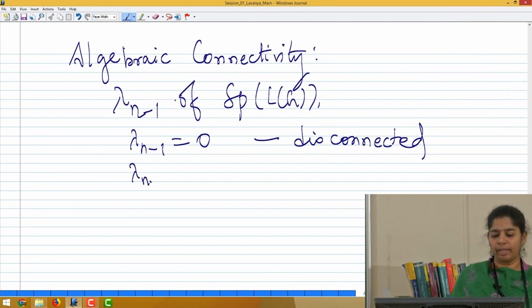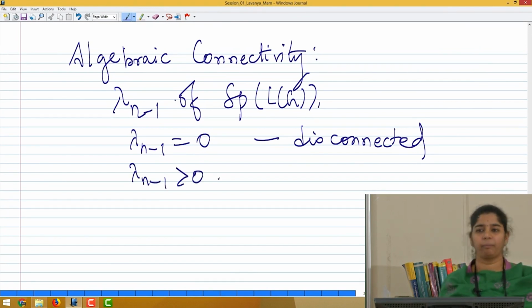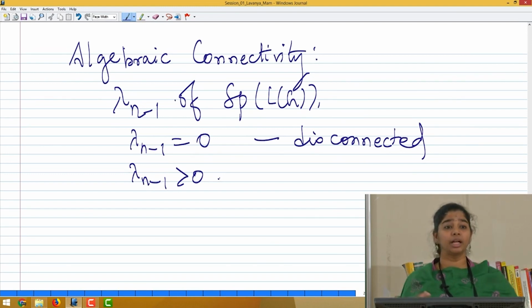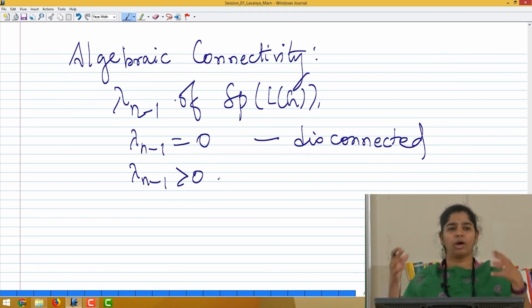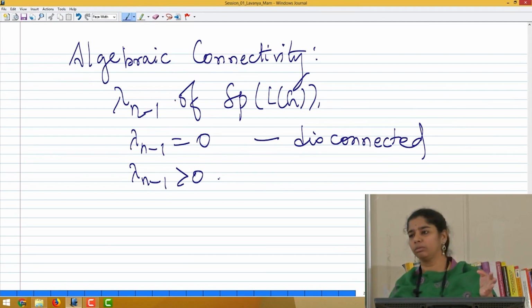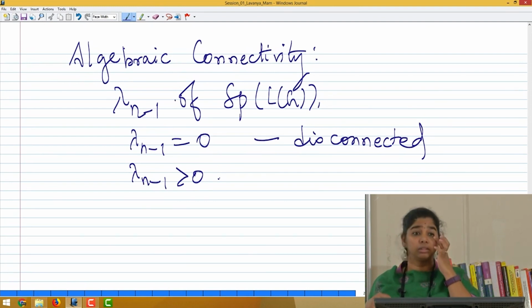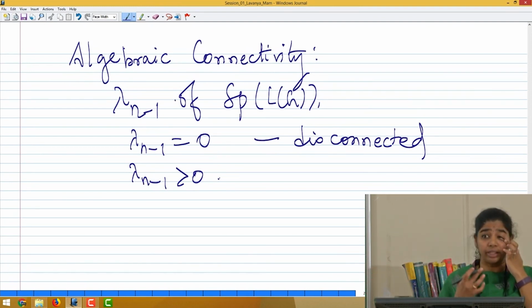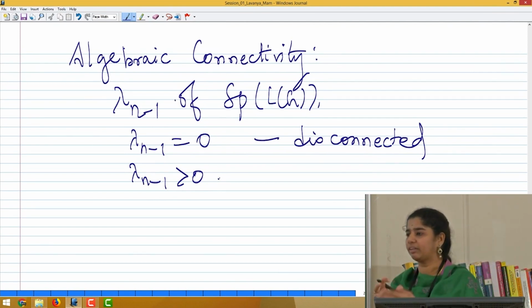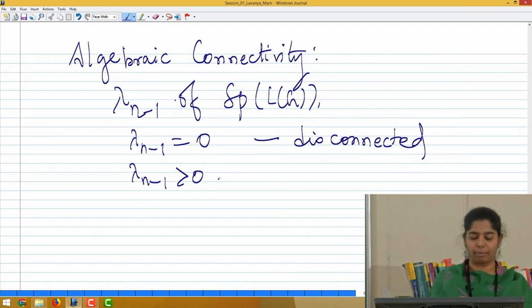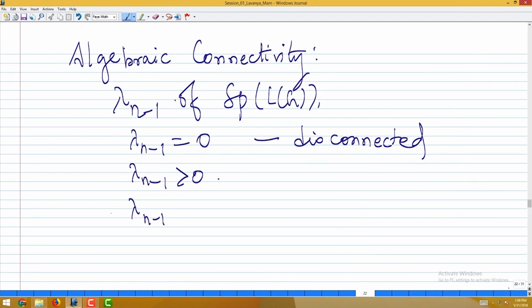What if my lambda n minus 1 is positive? So, in connected cases, how big could it be, or how far can it be from 0? What are the collections that we have seen already? At least one class we have seen immediately: what is the value of lambda n minus 1 for K n?